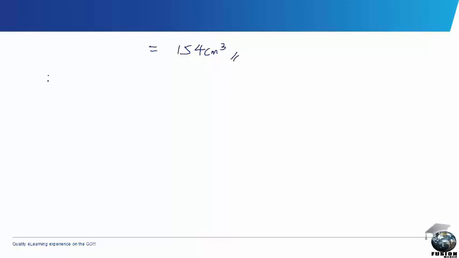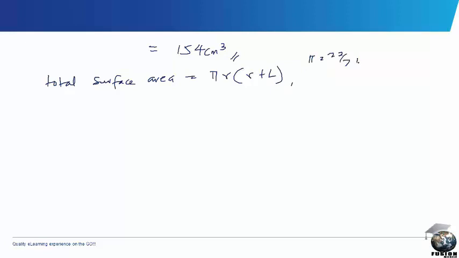And so let's go back to finding the total surface area, which is defined as pi r times (r plus l). Already we have pi as 22/7, and r equal to 3.5, and then l, we don't know what this is. So how do we find l?